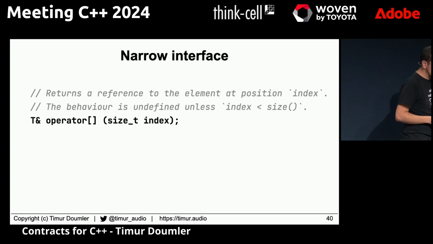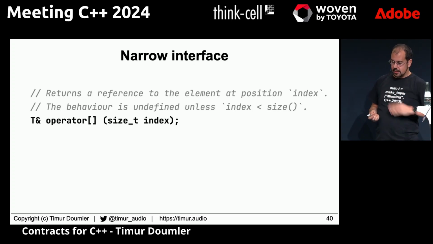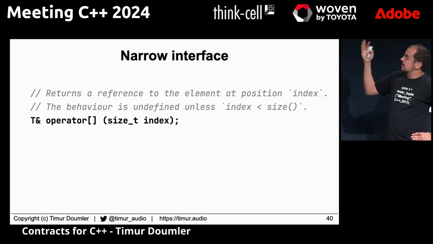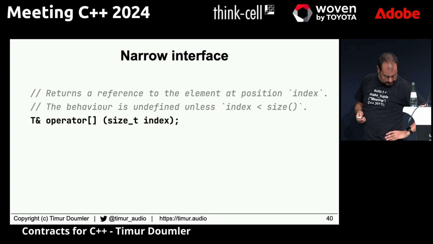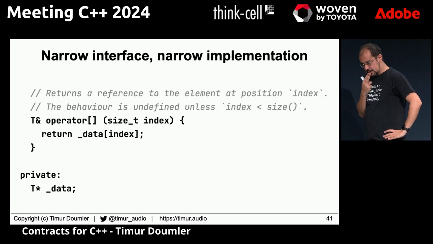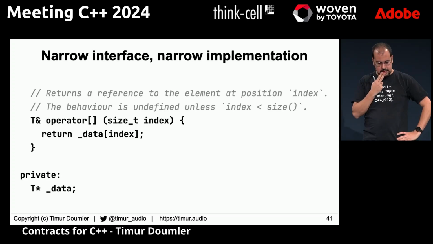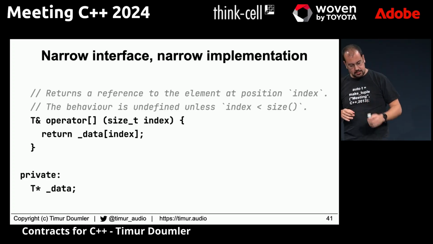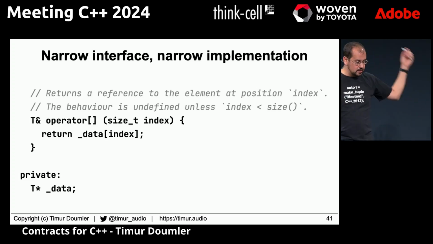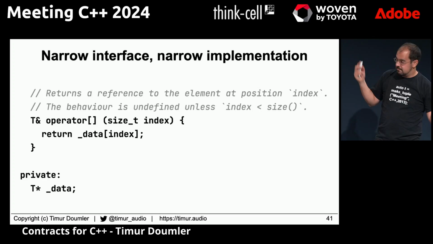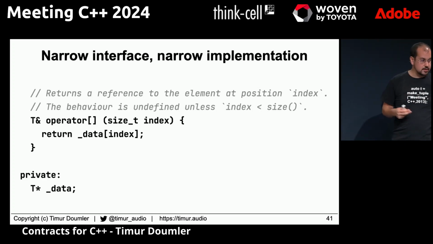Then what can you do with this? Okay, so you can say, we just do nothing. We just document the contract here. And then if the contract is not satisfied, well, you just get what you get, right? So you just return the data pointer here, and if you're out of bounds, well, then you get UB. That's probably the fastest way to do this, but it's probably not very safe.